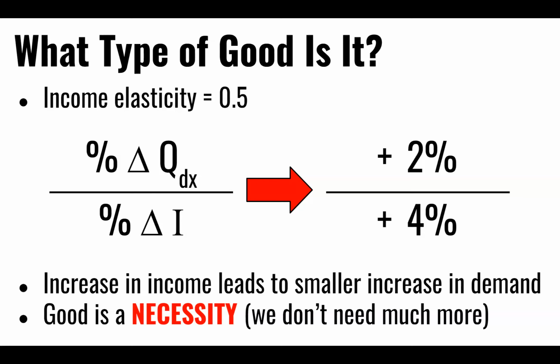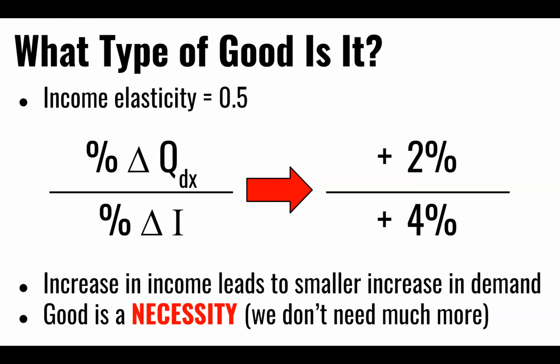So for example, if income elasticity is 0.5, that tells me that this ratio is going to be 1/2. So percent change in income will be twice as much in this example as percent change in quantity demanded. So I can put some sample numbers in. It's a positive coefficient, so it's going to be either two positives or two negatives. My income rises by 4% and I want 2% more of the good.